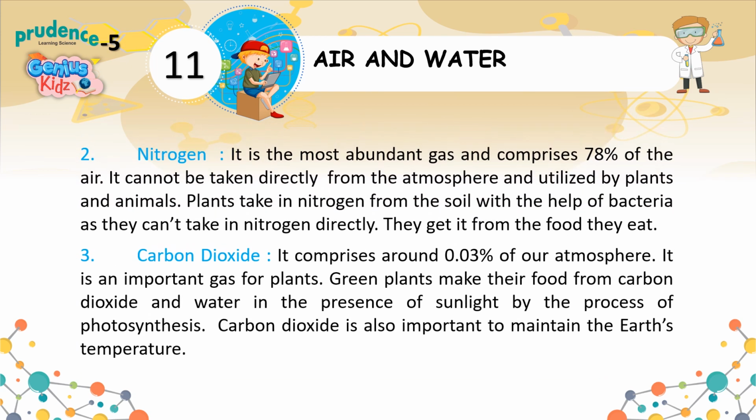2. Nitrogen. It is the most abundant gas and comprises 78% of the air. It cannot be taken directly from the atmosphere and utilized by plants and animals. Plants take in nitrogen from the soil with the help of bacteria, as they can't take in nitrogen directly. Animals get it from the food they eat.